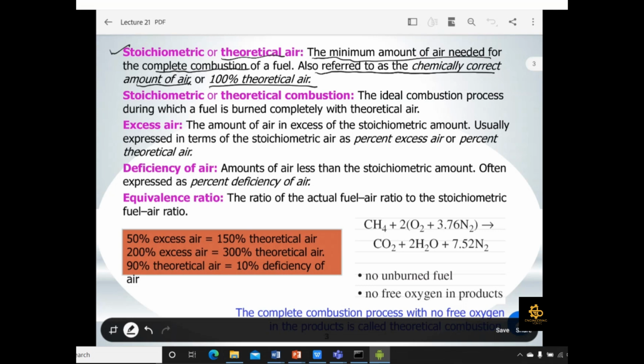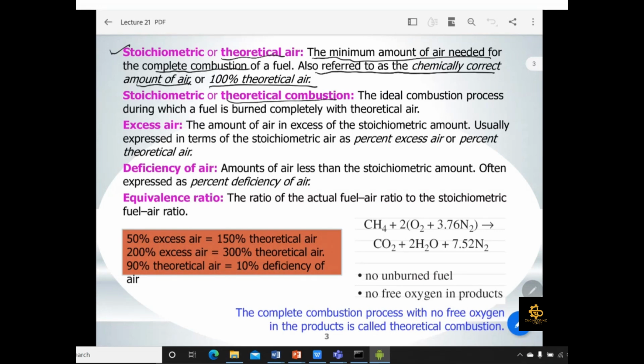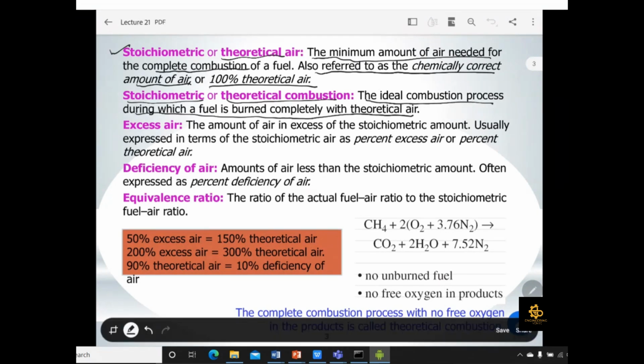In a similar way, we have the theoretical combustion, or stoichiometric combustion, the ideal combustion process during which fuel is burned completely with the theoretical air. So if we supply 100% theoretical air and the combustion process takes place, we call it a theoretical combustion process.